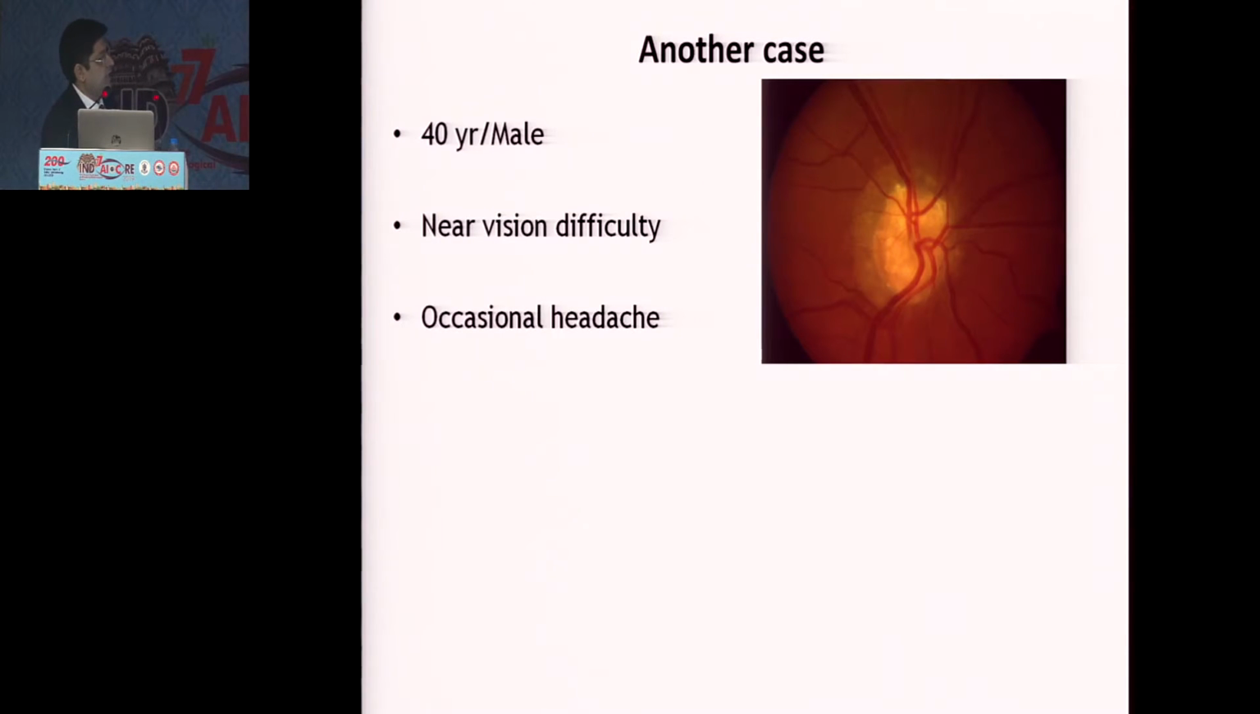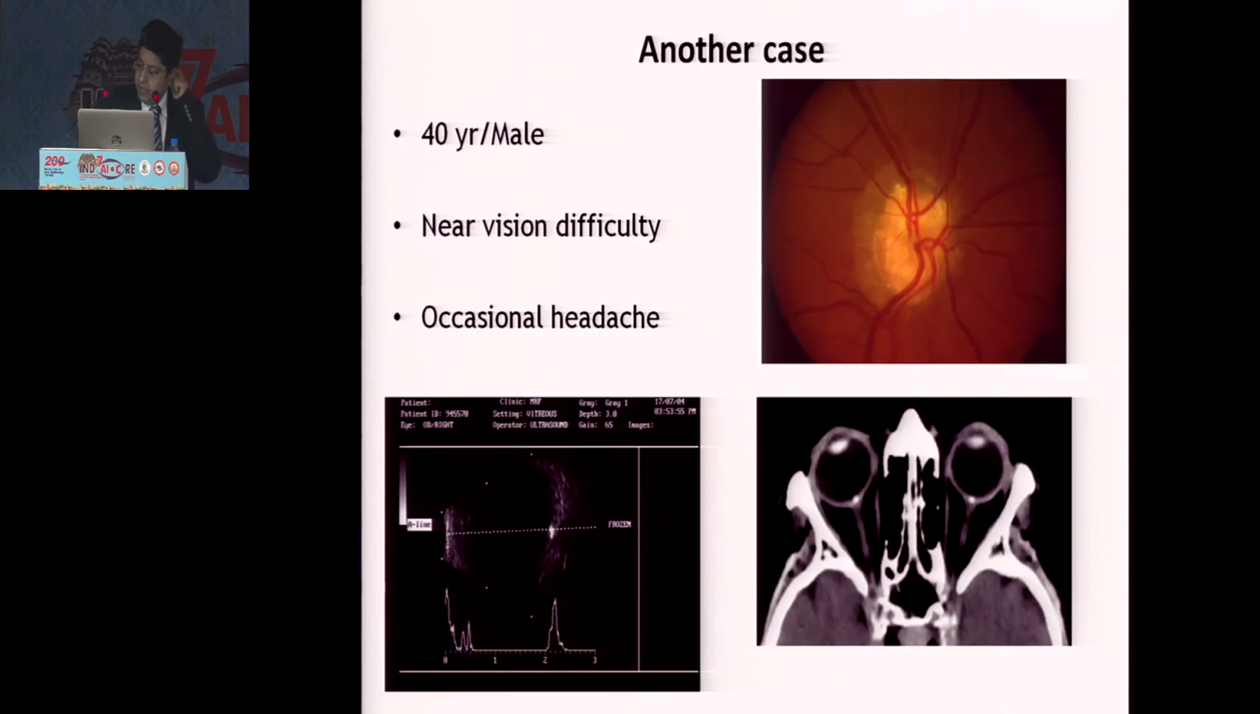So again, another case, a 40-year-old male, difficulty in near vision, occasional headaches. This was the fundus picture on both eyes. Sent as a patient of IIH, was extensively being investigated. So when you look at this disc, the classical thing you see is that although the vessels are looking normal, there is a lumpy, bumpy appearance, the margins are not so good.